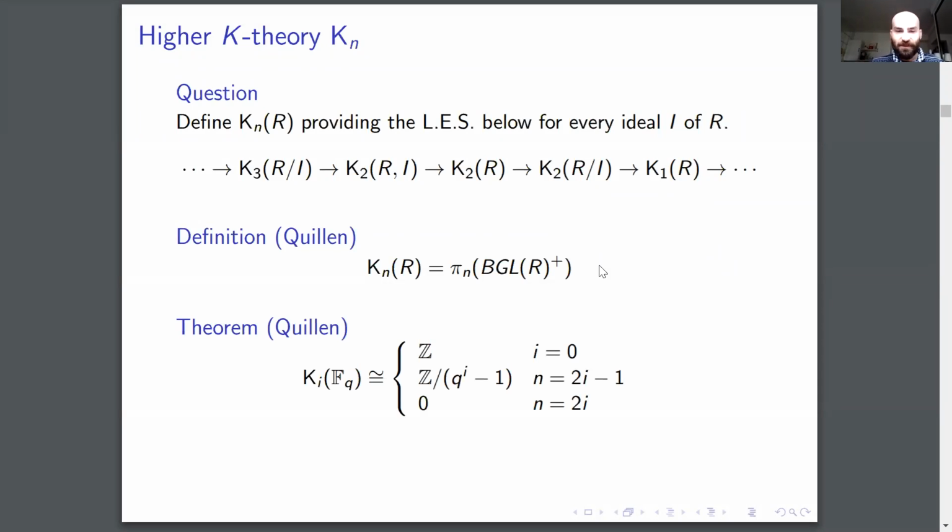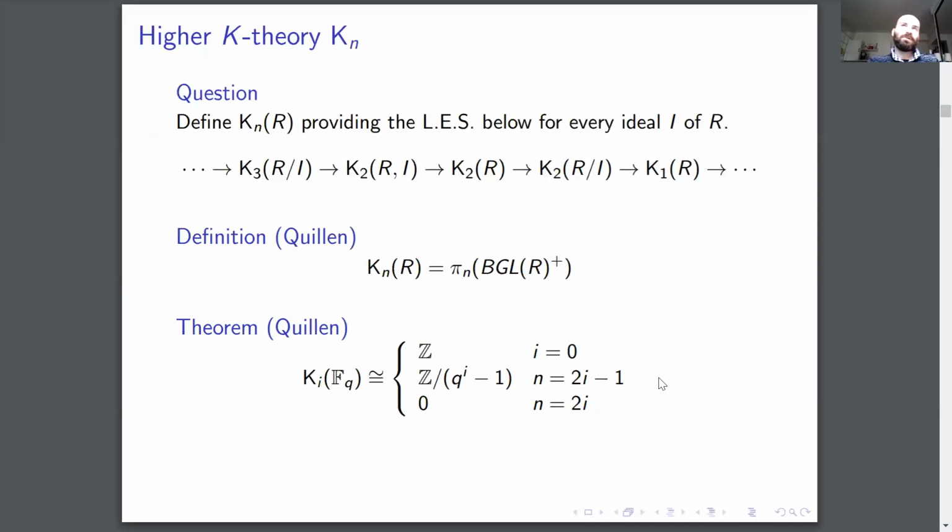He doesn't stop there. He also does very important algebraic K-theory computations. For instance, he computes the algebraic K-theory groups of finite fields, and the result I just give you here. Actually, after this, Quillen basically wins the Fields Medal for this definition and for his computations.